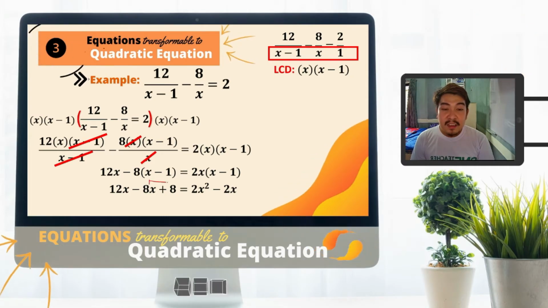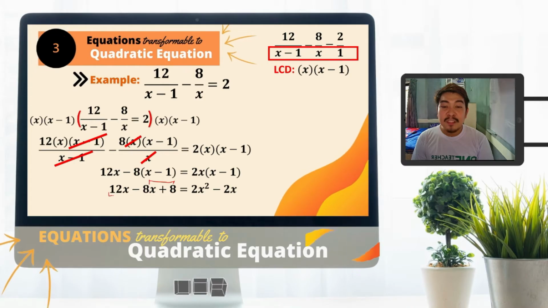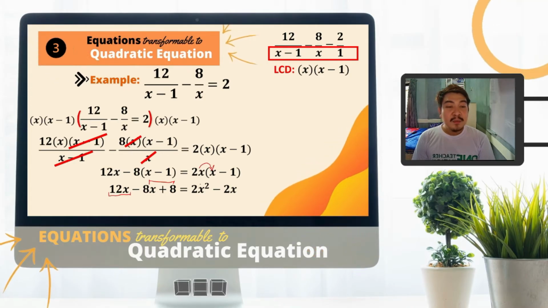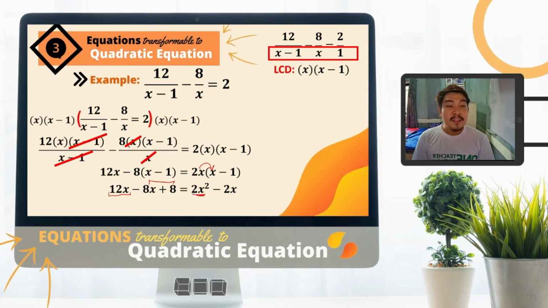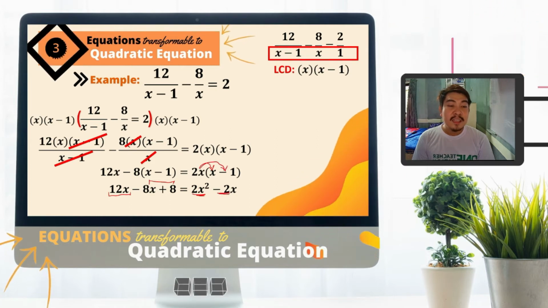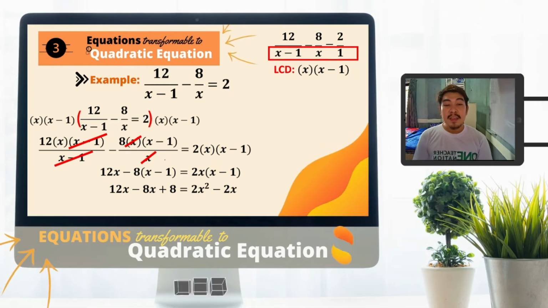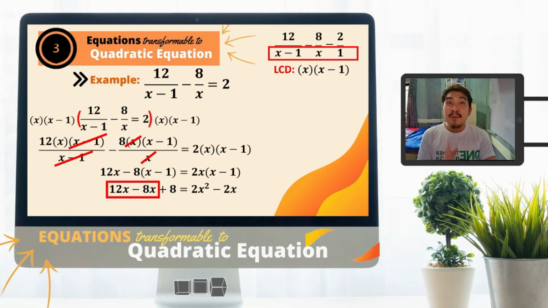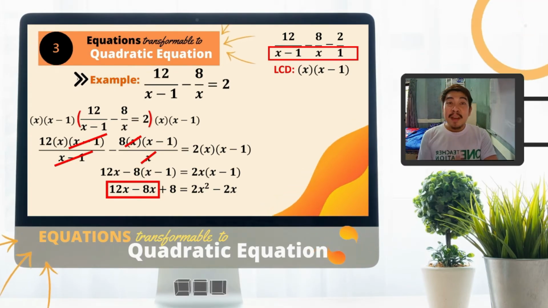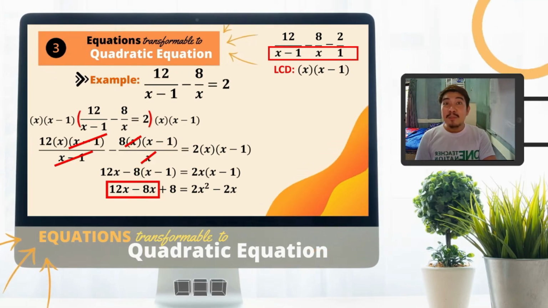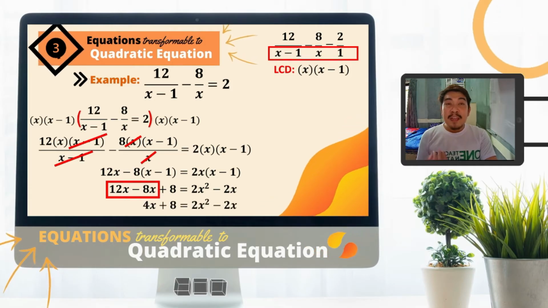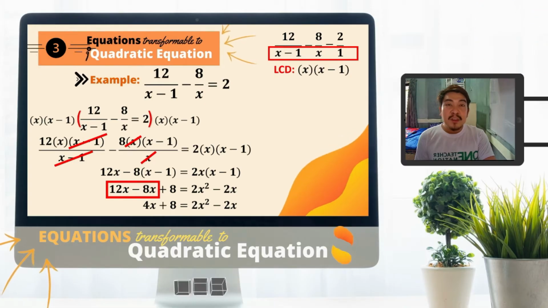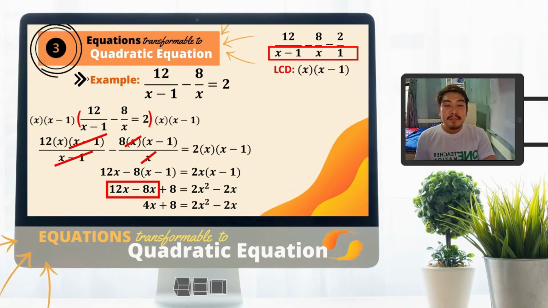So, ito yung kanina. After simplifying, and then, we will just copy 12x. And if you will notice, 2x times x, that will result to 2x squared. And 2x times -1 will result to -2x. Okay? So then, anong kasunod na gagawin? If you can see, pwede nating i-combine si 12x minus 8x. So, the result will be 4x. So we will now be having an equation 4x plus 8 is equal to 2x squared minus 2x.